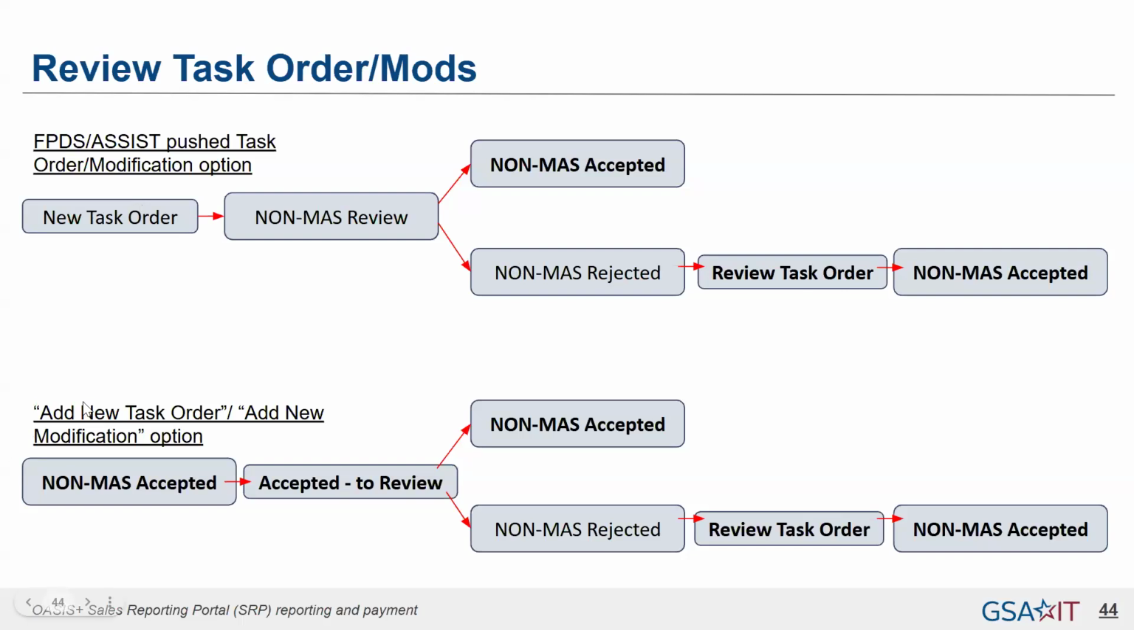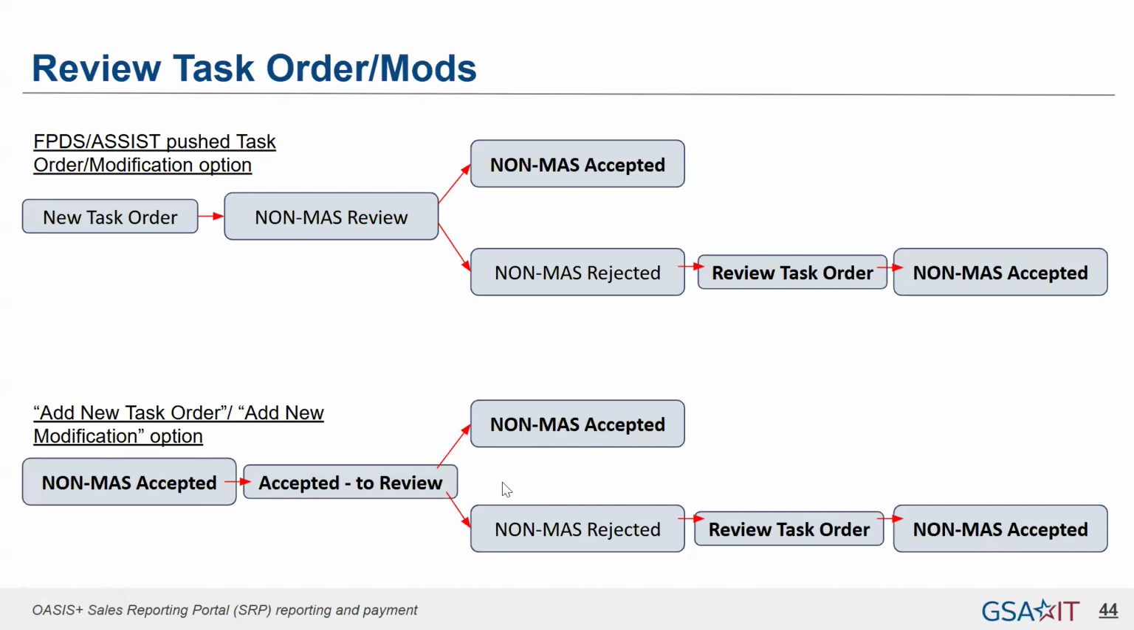If you added a task order or a mod the hard way, the first way that we talked about, it goes into non-mass accepted status right away, so you can start reporting on it. That's the logic that was built behind that, because it's not coming through from FPDS. We need to start reporting on it. Let's get it in the system. Okay, so now we can start reporting on it. And then it goes into accepted to review status when the data comes in from FPDS at some later date. It'll create that kind of data bounce. And let's say you put in all the information correctly, then we're in non-mass accepted status. So that's clean, that's great.